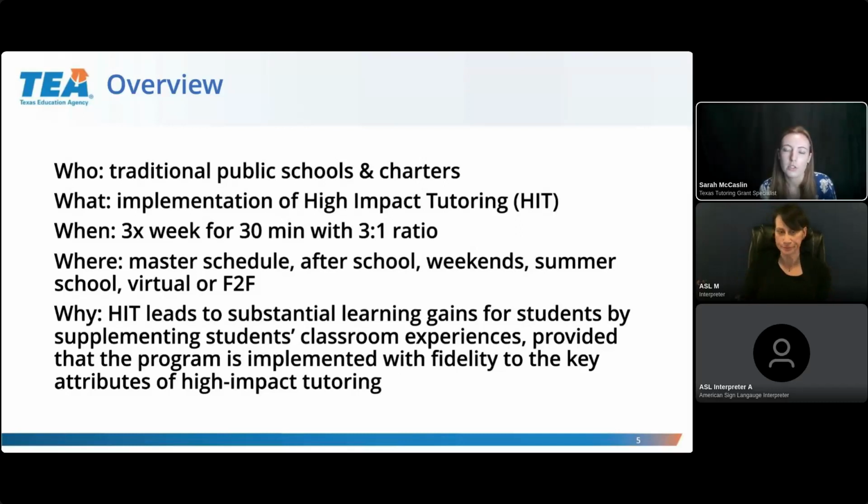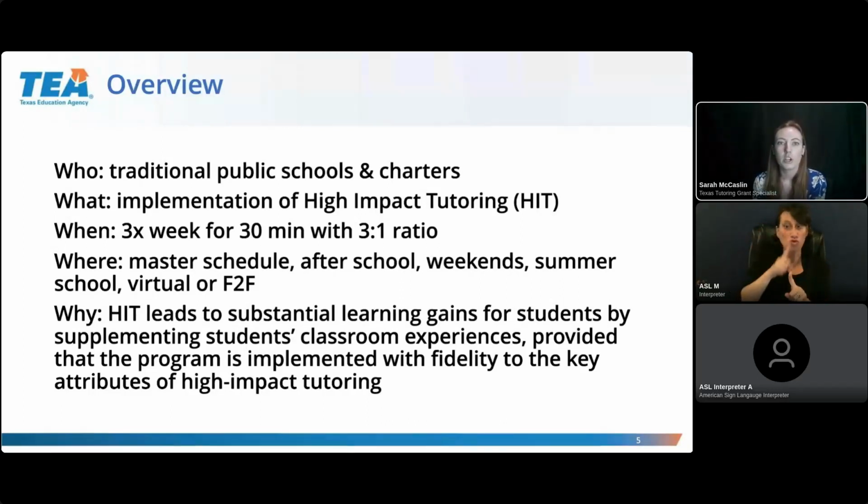There are also opportunities for you to do after school, weekends, before school, summer school, or dive into using virtual tutors as opposed to what used to be the more traditional face-to-face option. And so really the why of this grant in this Texas Tutoring Initiative goes beyond just the agency saying, hey, we want to prioritize this.